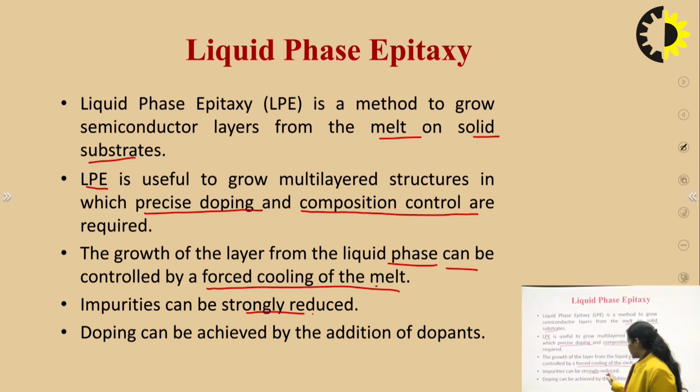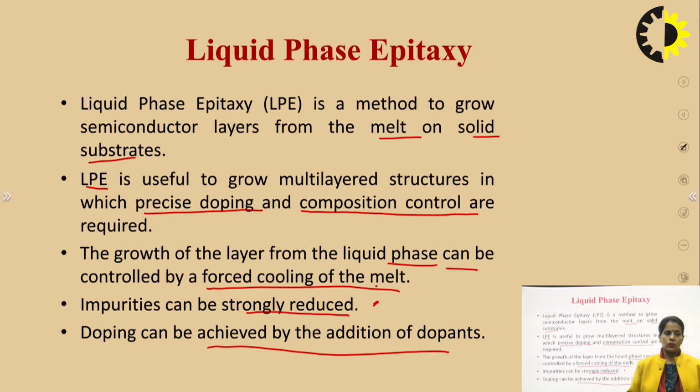Impurities can be strongly reduced. This is a very important point to note. It is one of the advantages of this epitaxial growth process, that impurities can be reduced. The next point is that doping can be achieved by the addition of dopants. So the level of doping and the desired dopants can be introduced into the substrate.